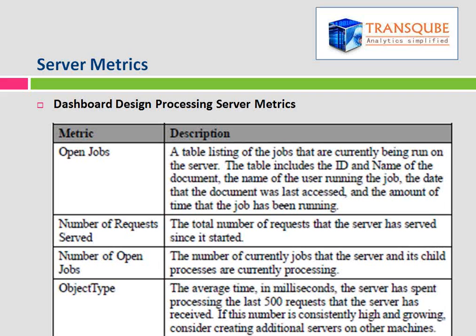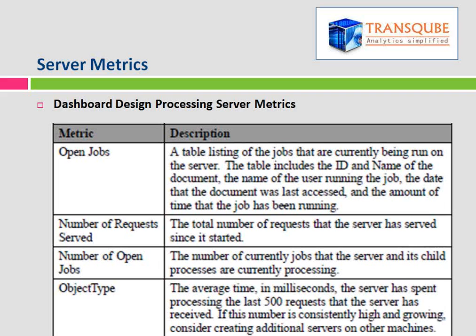The number of open jobs shows you the table listing the jobs that are currently being done on the server. Includes the ID and name of the document, the name of the user running the job, the date that the document was last accessed, and the amount of time that the job has been running. Number of requests served, total number of requests that the server has served since it started. Number of open jobs, number of currently open jobs that the server and its child processes are currently processing.